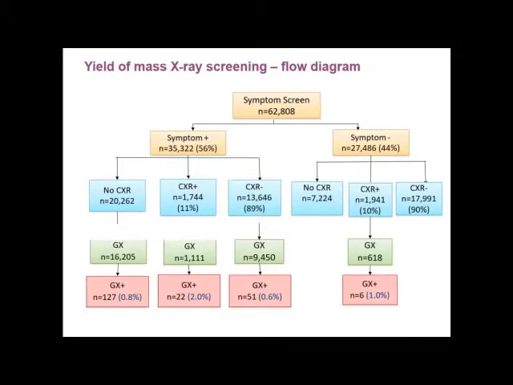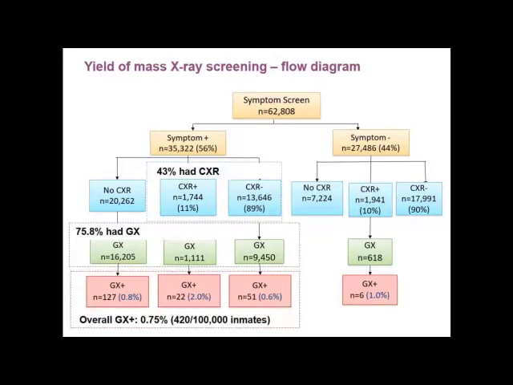This flow diagram summarizes the yield of mass X-ray screening in the program. Overall, we saw 56% were symptom positive, and of these, 43% additionally received a chest X-ray. 76% were tested by GeneXpert, and overall we found 0.75% were GeneXpert positive, with a slightly higher yield of 2% in asymptomatic inmates with abnormal chest X-ray. So this would approximate the prevalence of TB cases in correctional facilities in our setting at about 420 per 100,000 inmates. Among those with symptoms, chest X-ray was done in about 73%.